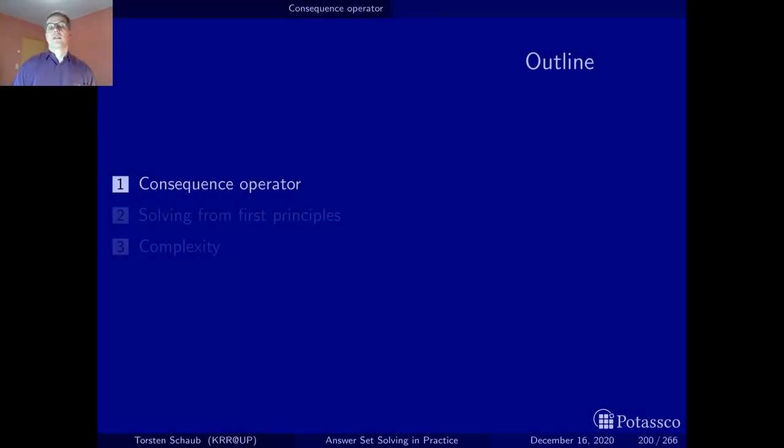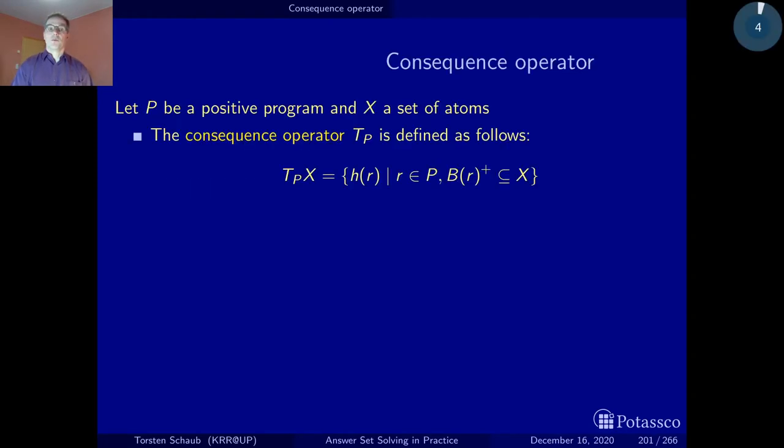By looking first at the consequence operator, you may recall from the introduction that we initially restrict ourselves to positive logic programs and then afterwards generalize to normal logic programs, as we will do in the second section. Okay, let's first of all recall the definition of the consequence or the TP operator.